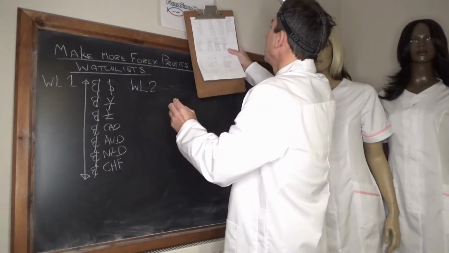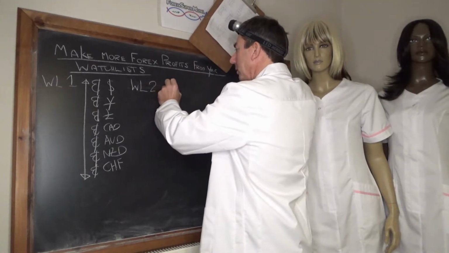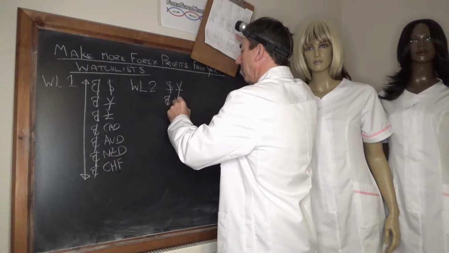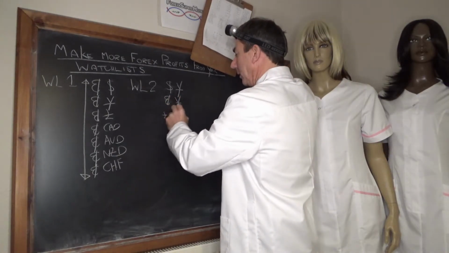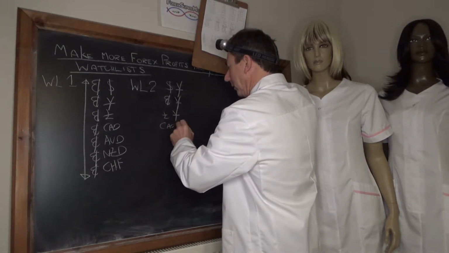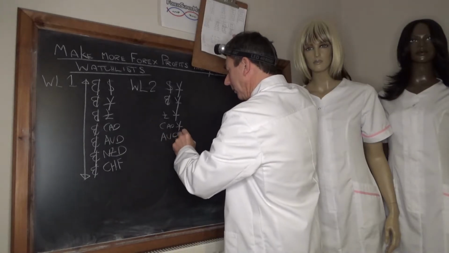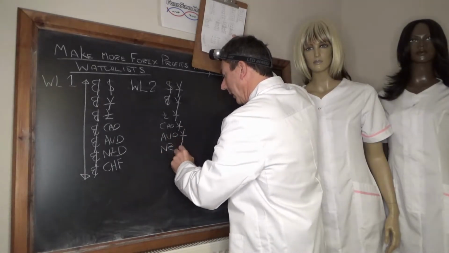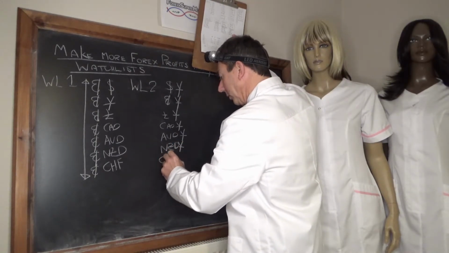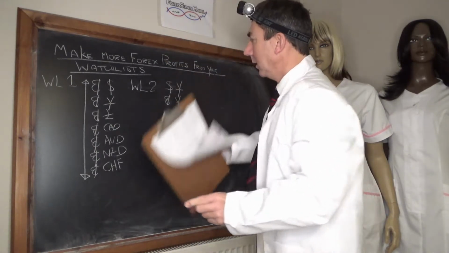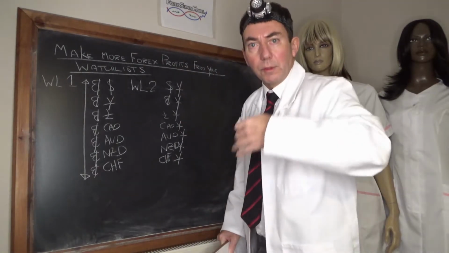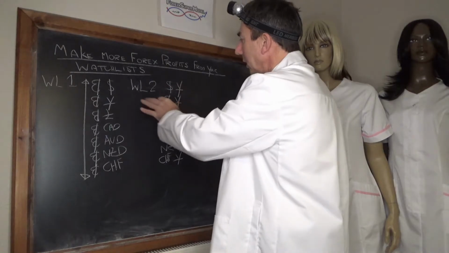Now let's do watch list 2. Watch list 2 is the yen. So we've got dollar yen, euro yen, pound yen, CAD yen, AUD yen, NZD yen, and Swiss franc yen. Again, we're in our hierarchy of ranking order, so we've got a structure to watch list 2.